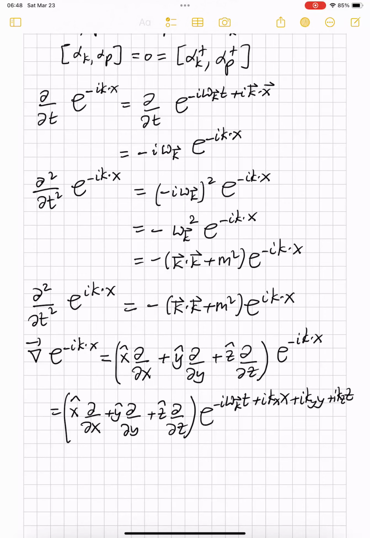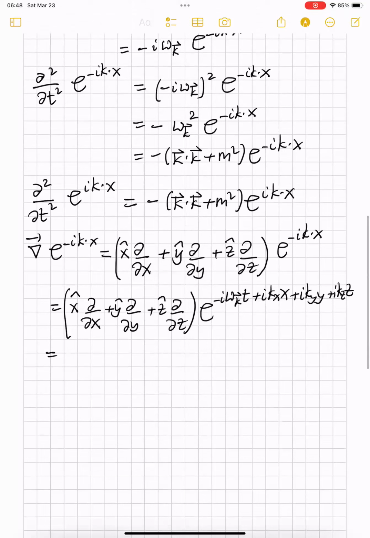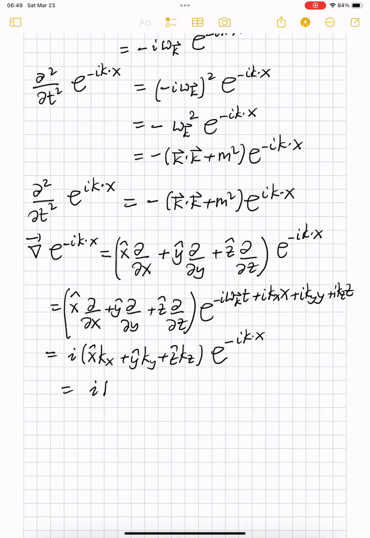Okay, and now this is a very easy derivative to do. We're just differentiating exponentials. So we'll get an i x hat times kx plus y hat times ky plus z hat times kz. And then we'll just have the exponential again, which is e to the minus ik dot x. But this is nothing but i vector k, because we've got the x component of the vector times x hat, the y component of the vector times y hat, and the z component of the vector times z hat. So we just get ik times e to the minus ik dot x.